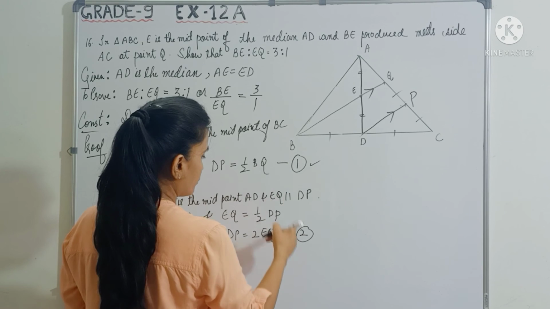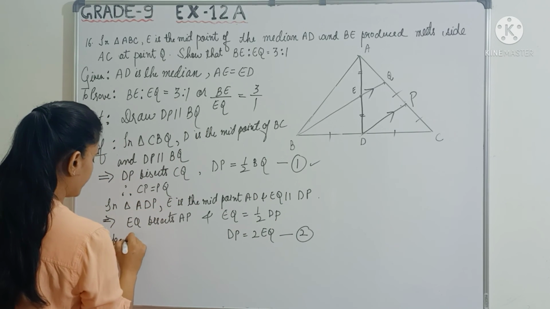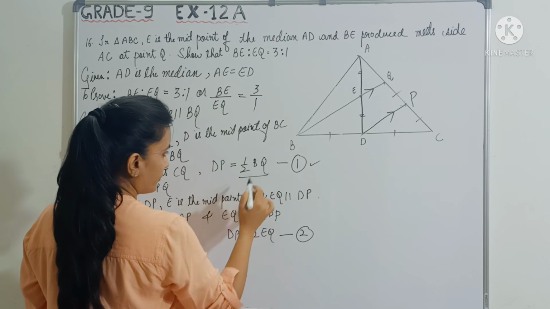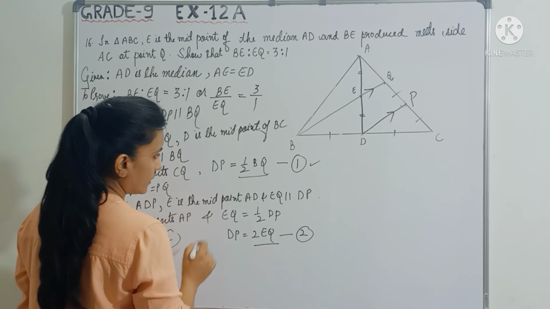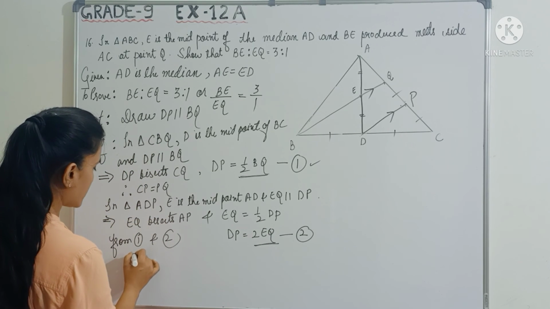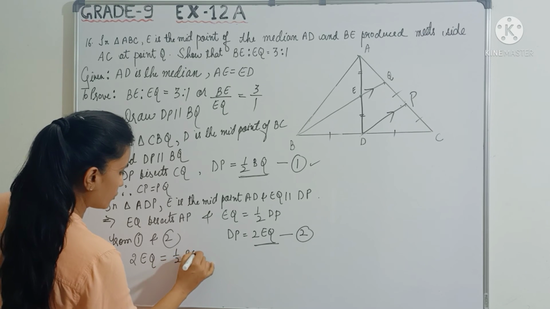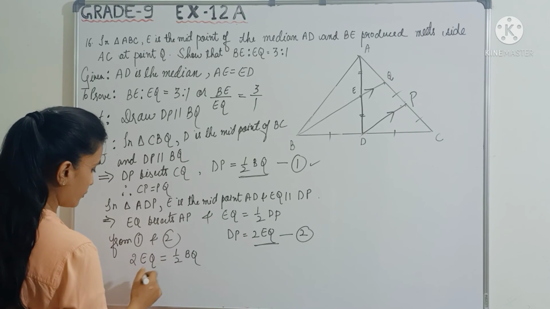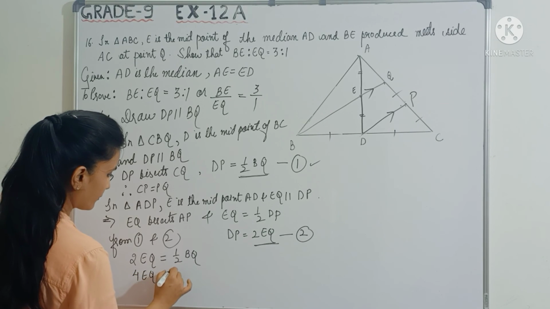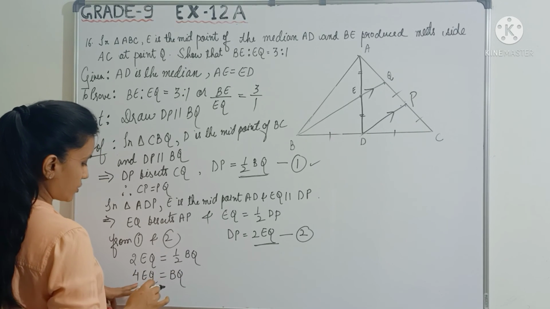Now from 1 and 2, what can you conclude? Can I say that half BQ is equal to 2EQ? Because DP is equal to this and DP is also equal to this, right? So I can say that 2EQ is equal to half BQ. Now from here you can cross multiply and you will get 4EQ is equal to BQ, right? Now we got this relation.